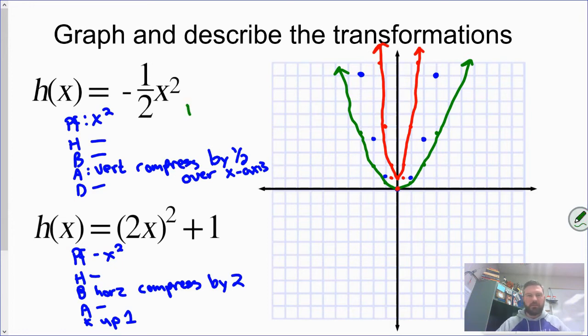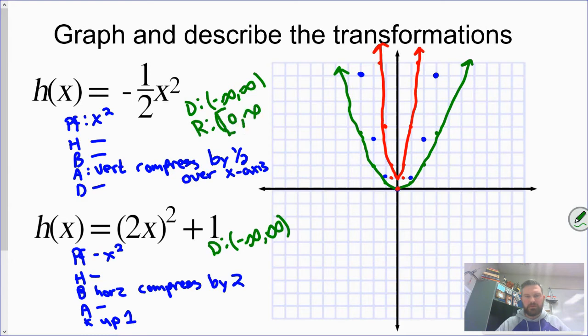Remember that the domain of each is all reals. So even this one doesn't matter. And the ranges will be the ones that change. So with this first one, it was this green one. We start at 0, and I can have 0 to infinity. Oh, you know what? We forgot to flip this green one over the x-axis. I just noticed that. Okay, so let's go back, and we're going to flip it over.